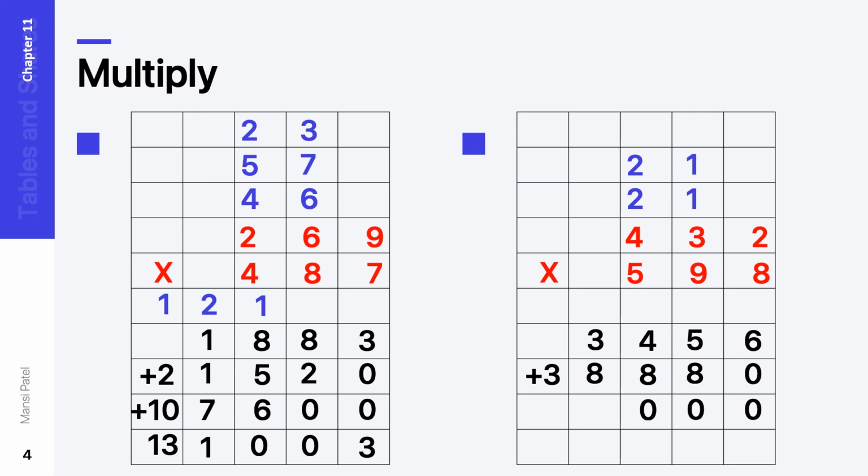So 5 2s are 10, 0, again 1 in the carry. 5 3s are 15, 15 plus 1. That is the 16, 6 we have to write down here and 1 on the carry. 5 4s are 20 and 20 plus 1, that is the 21.